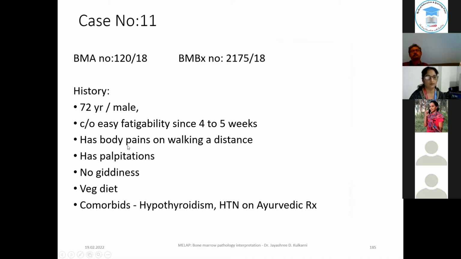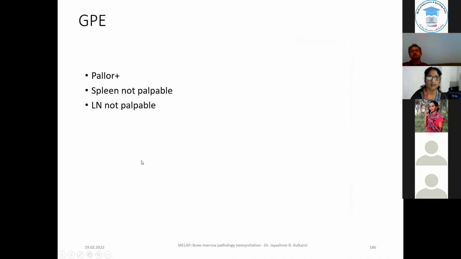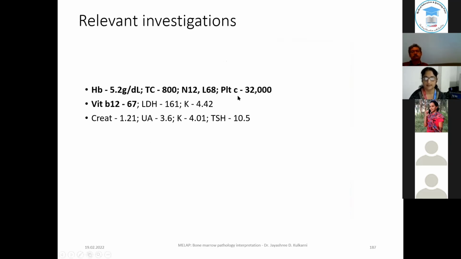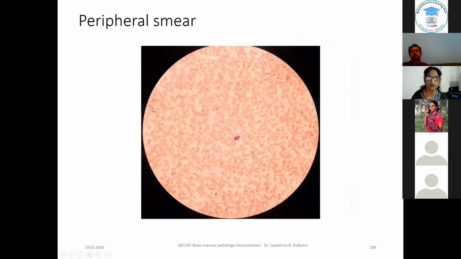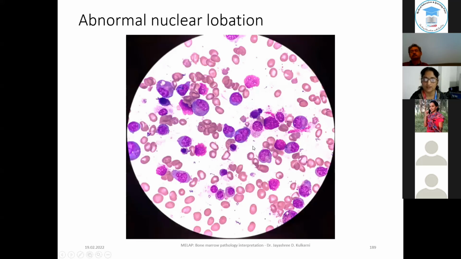This is a 72-year-old male with easy fatigability. So old age, body pains, vague symptoms, pallor is present, no spleen or lymph node enlargement. Cytopenias, all the counts are reduced. B12 is also low, please note. Not many cells on the peripheral smear to comment, but you can make out some macrocytosis. And if you look at the nuclear morphology, it looks dysplastic again.